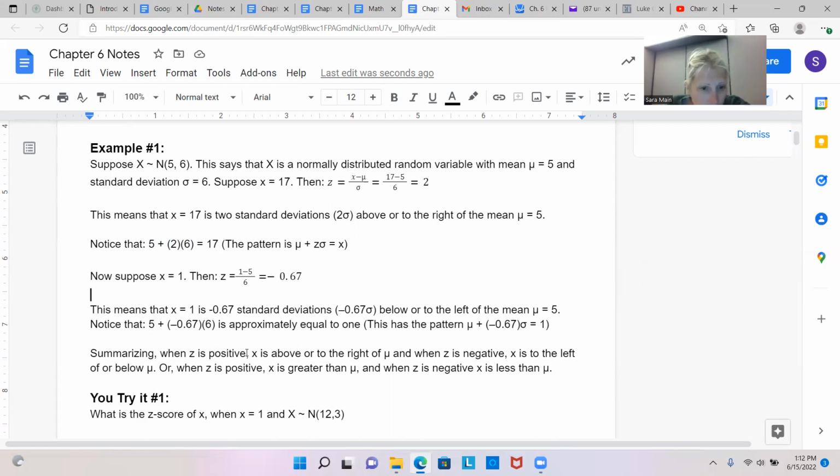Summarizing, when z is positive, X is above or to the right of the mean, and when z is negative, X is to the left of or below the mean. Or when z is positive, X is greater than the mean, and when z is negative, X is less than the mean. So let's do the Try It for number 1.